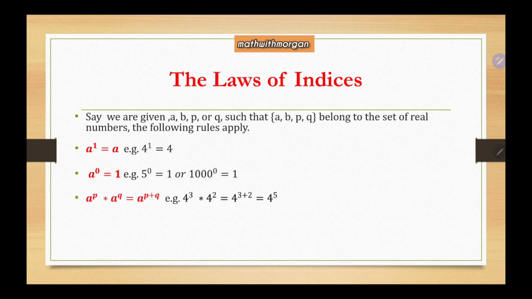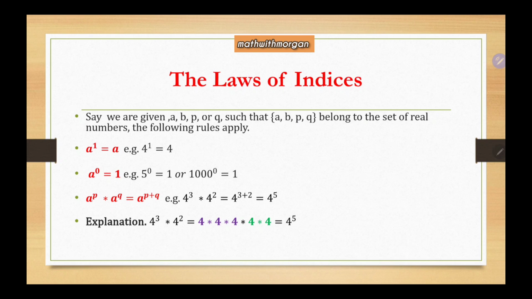Rule number 3: a to the power p times a to the power q is equal to a to the power p plus q. So what does this mean? When you have the same bases multiplying each other, you add the powers up. For example, 4 cubed times 4 squared is equal to 4 to the power of 3 plus 2, and the answer is 4 to the power of 5.